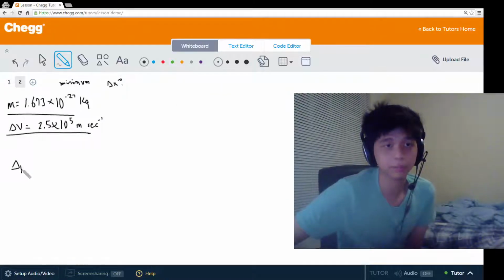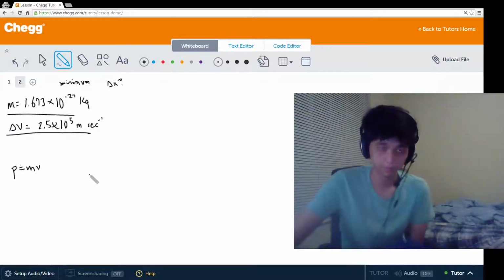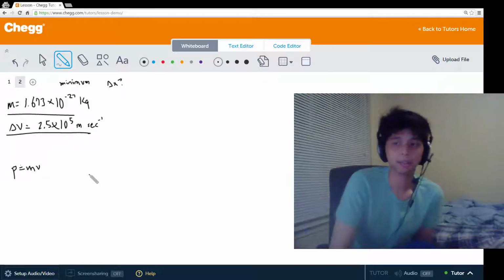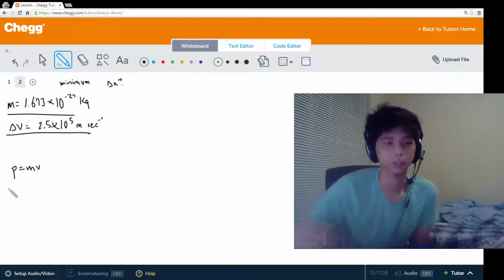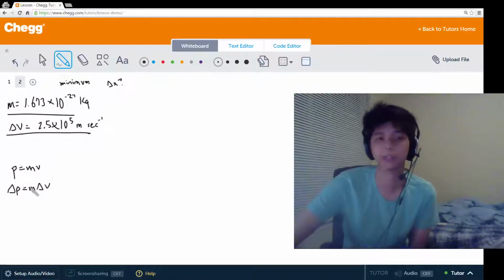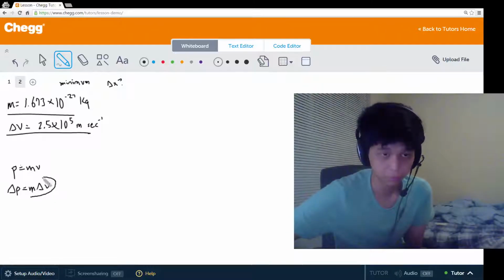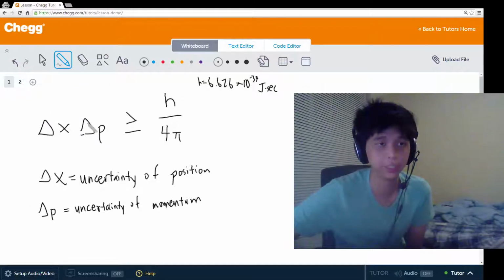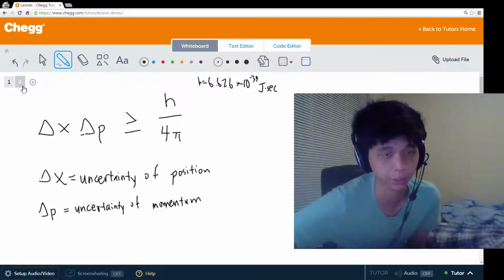But if we recall that P, or momentum, is actually equal to m times v, and if you think about the problem, the mass of the proton isn't going to change as it moves through space, so that's constant. Because of this, we can say that our uncertainty in momentum is equal to our mass times the uncertainty in velocity, and the reason we can say this is because this m is a constant. So now we can plug in this m times delta v into our equation to substitute for delta p. And now we can solve for delta x.